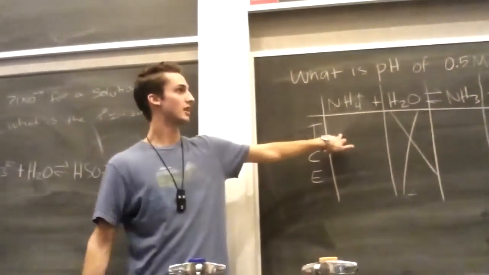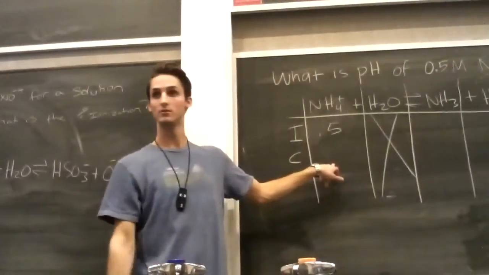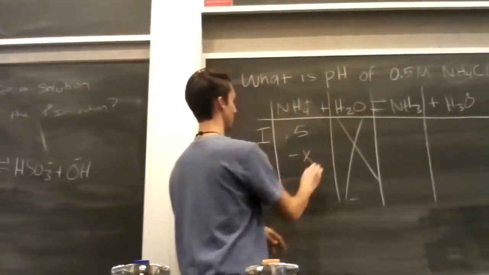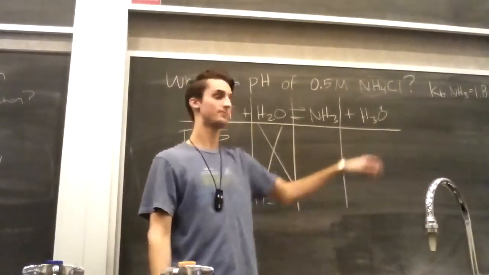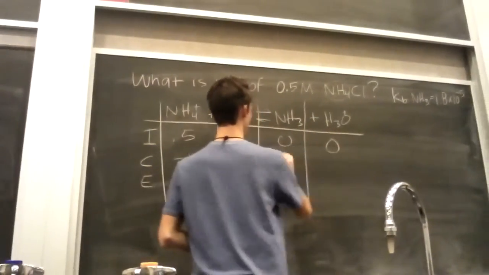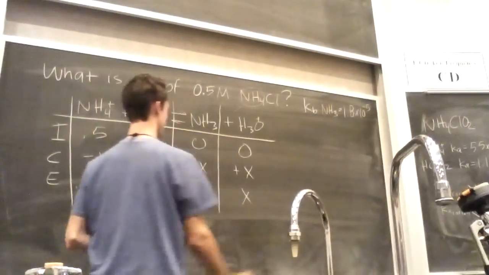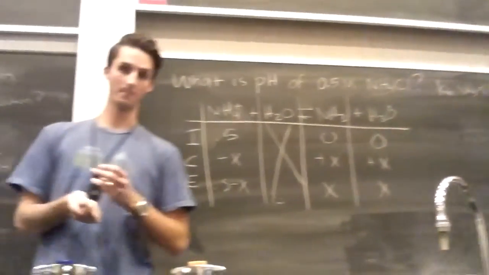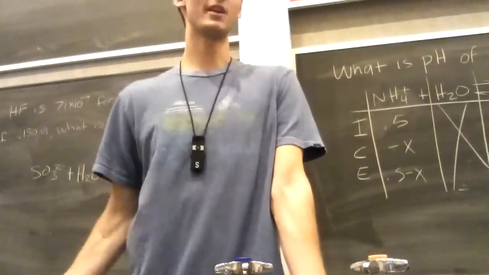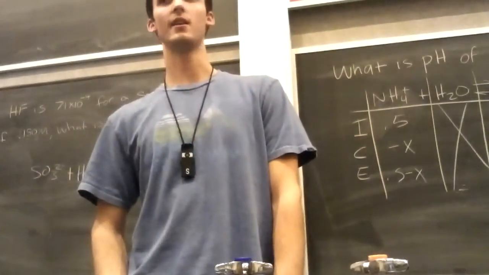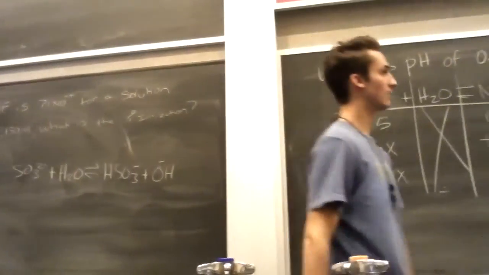So, what's my initial concentration? 0.5. And this is going to be minus X. Then I have 0.5 minus X. My initials for these are 0, plus X, plus X. What's my next step? Solve for X. Right? I'm going to set up the K expression. Now, what was I given here?